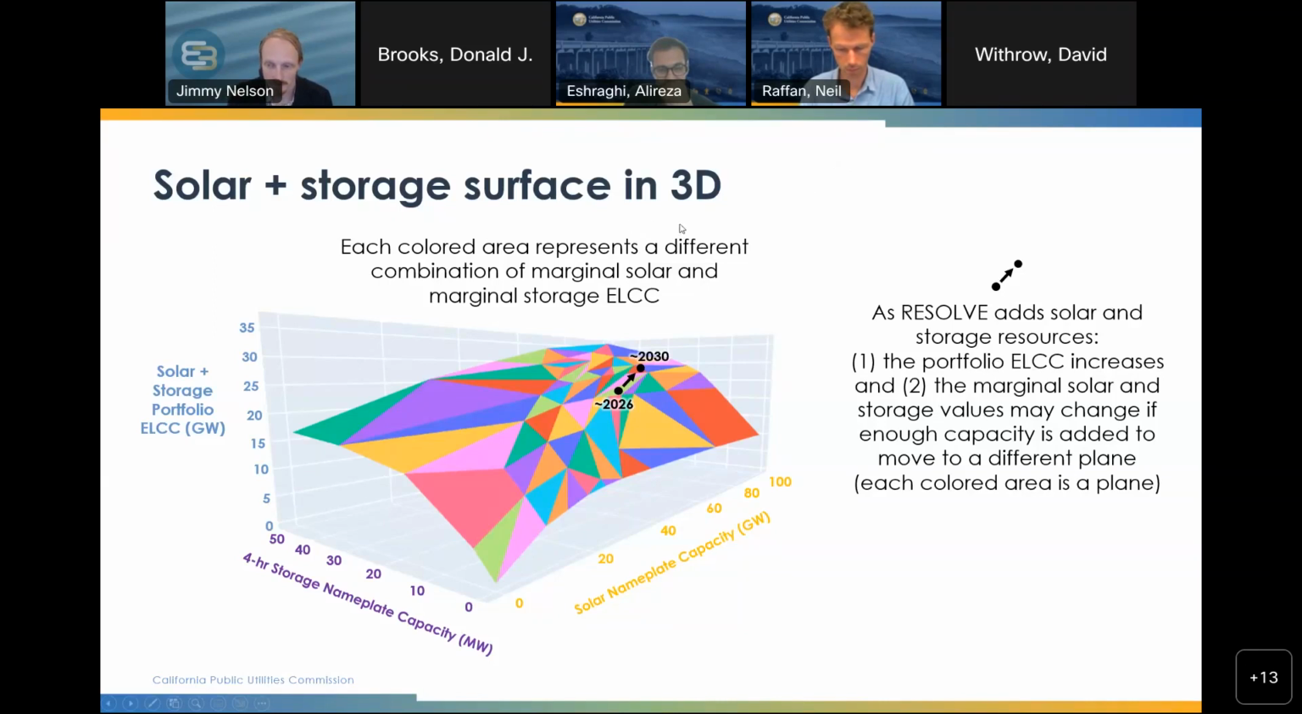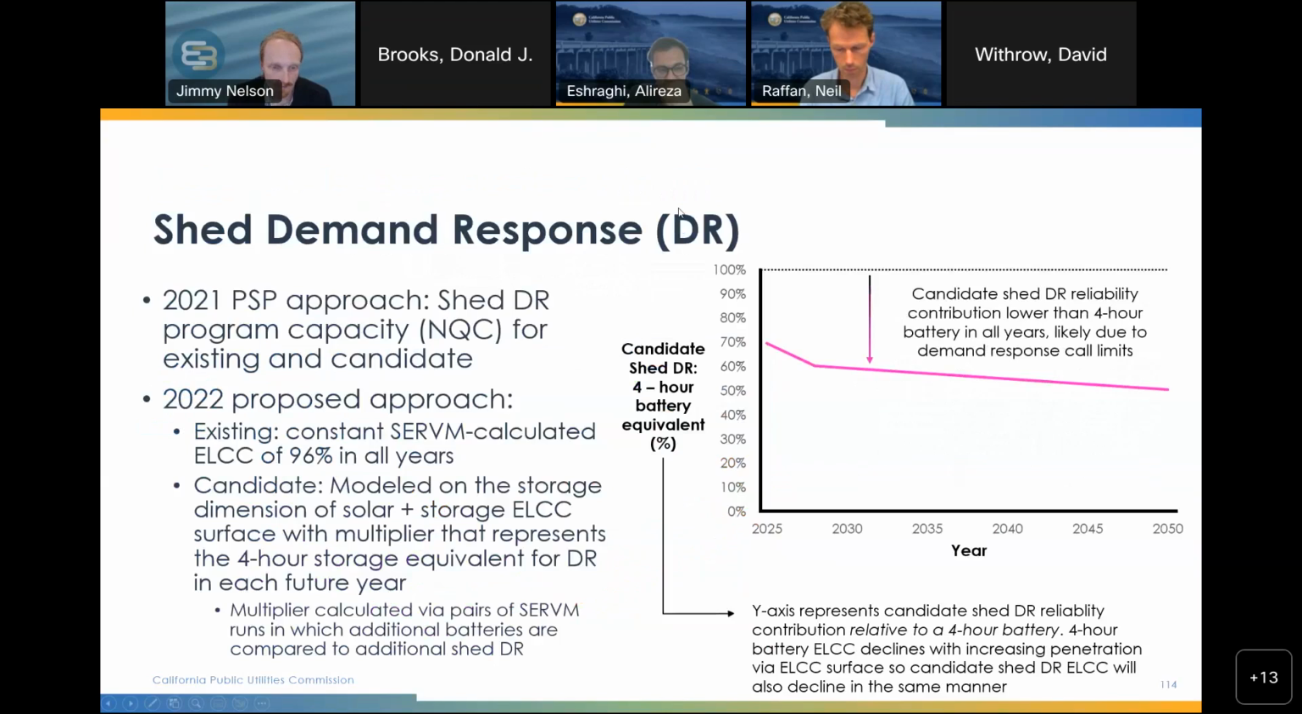Next slide. So I'm going to go through a few different resource types. The other types of resources that we're proposing to model at perfect capacity equivalent. So shed demand response, the proposal is to use a constant SERVM calculated ELCC of 96% in all years for the existing or baseline shed demand response.